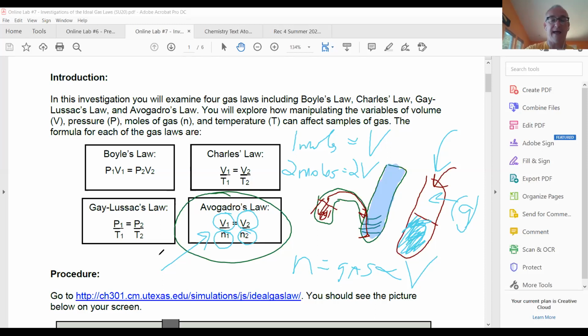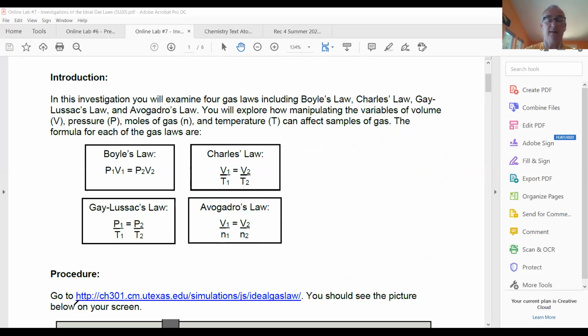But remember, that's at a constant pressure. So when he's doing this reaction, it's all at 1 atmosphere of pressure. And so the pressure doesn't change. So if the pressure doesn't change, the volume is going to have to change, because the gas is going to be taking up space. And the more gas you have, the more space it's going to take up. And that's what Avogadro showed us. So that's one you're going to be doing.